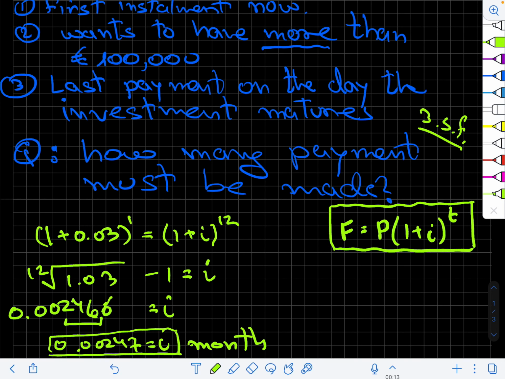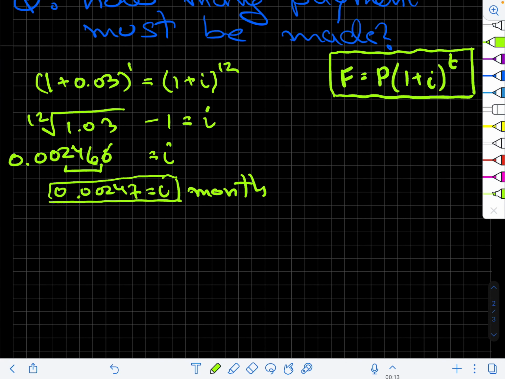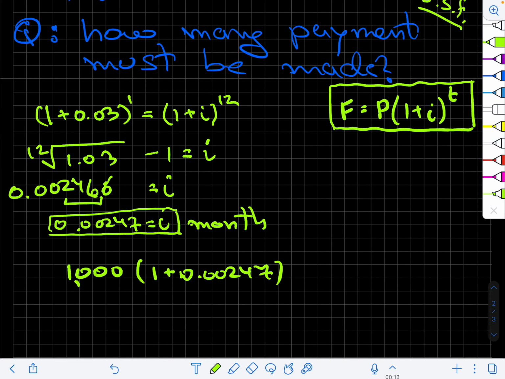Okay, so now let's look at the stream of investments. He's investing today. That's when he's starting. So for the first investment, €1,000, he will get 1 plus this interest rate, 0.00247, and he will get it K times, let's say, because they're asking us how many months. We don't know how many months, so let's call our months K.